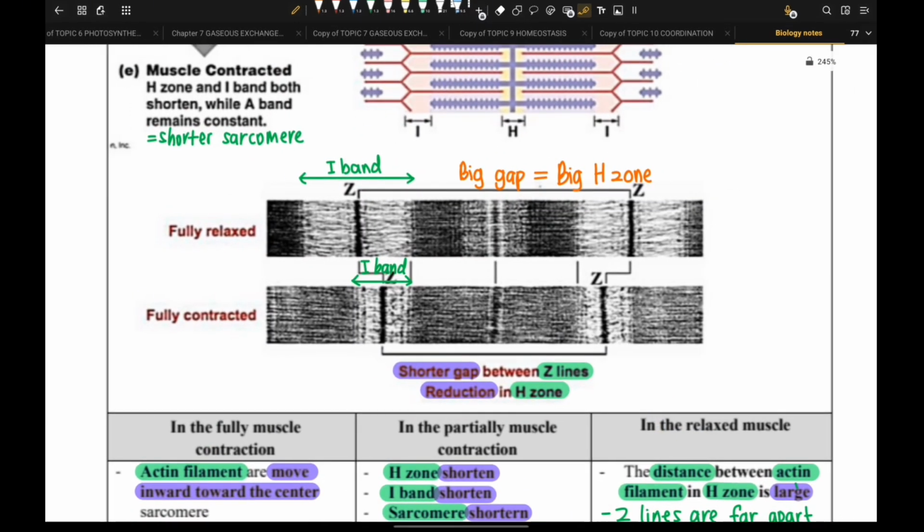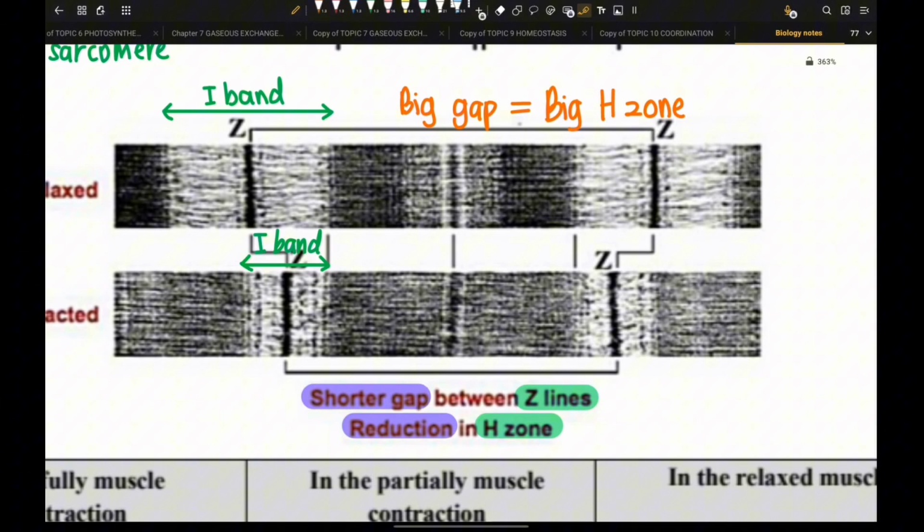So you can see here, a fully relaxed and fully contracted sarcomere. The difference is in the I-band: the Z-lines have a big gap in the fully relaxed state and a shorter gap between Z-lines in the fully contracted state. And of course, there is a reduction in the H-zone.